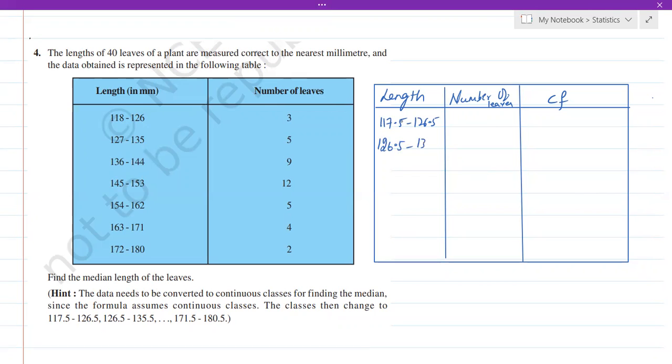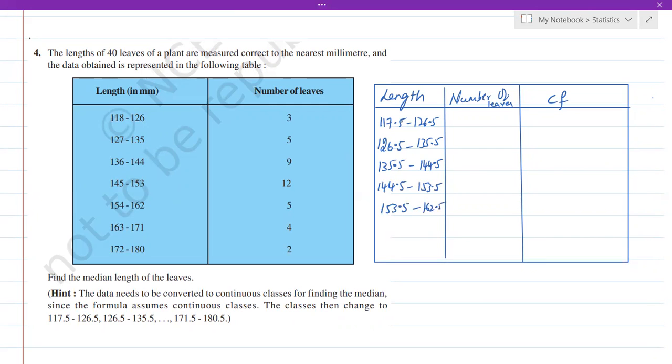And here you have to add it. So it becomes 135.5. Now here again 136 minus 0.5 is 135.5. And here it will become 144.5. The same thing, continue in the same fashion. Subtract, then add. Subtract, then add.